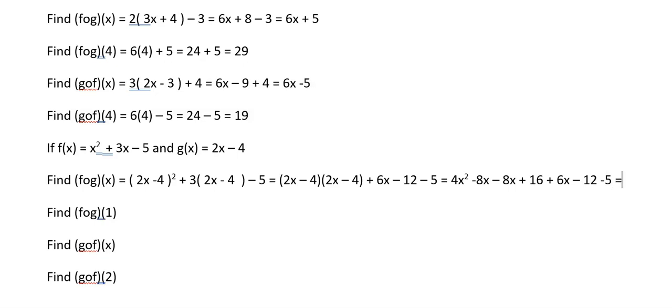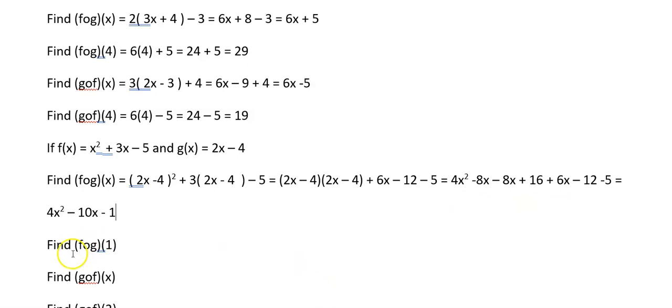And then let's add all of our like terms, and we'll have this new function. So 4x squared. And let's add all of our x terms. We have negative 8 and negative 8 is negative 16x, and the 6x makes it negative 10x. And then 16 and negative 12 will be 4, minus the 5 will be negative 1. So there's our new function.